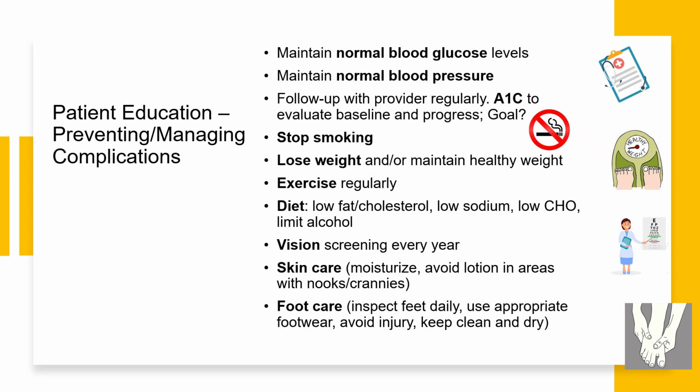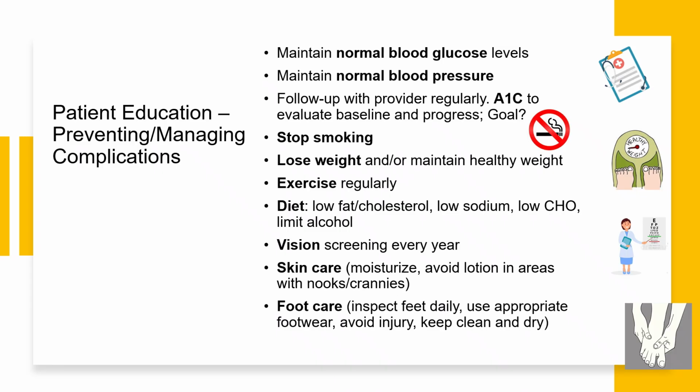A1C, so remember that is that 2 to 3 month average of blood glucose. It's going to establish a baseline, and then when the patient comes in every so often, we're going to check the A1C to see if it's working. Is the insulin working? Is the patient compliant? Do we need to change something? There is a goal. We want a patient that has diabetes to be below 7, so A1C below 7.